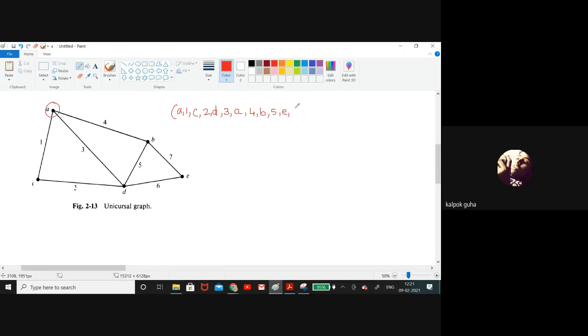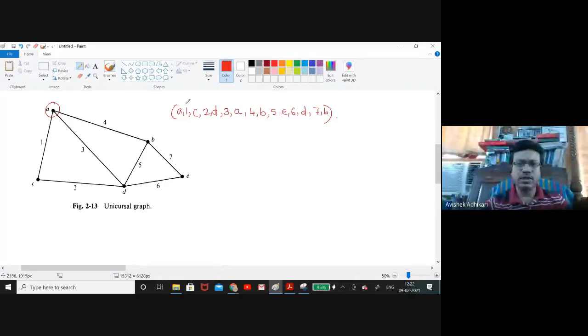Then we go to E using 6. And then we go to B again using 7. So let us try to check. One edge is there, two is there, three is there, four is there, five is there, six is there, seven is there. So we explored all the seven edges, and we start with A and it comes back to B without repeating any of these edges once again.